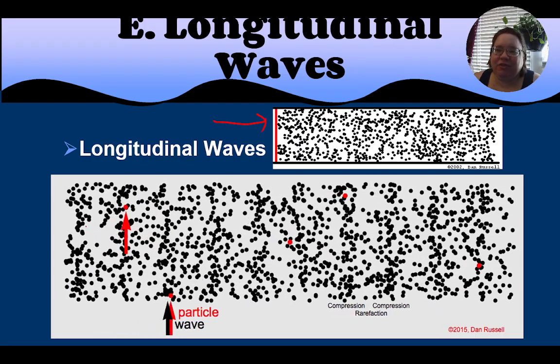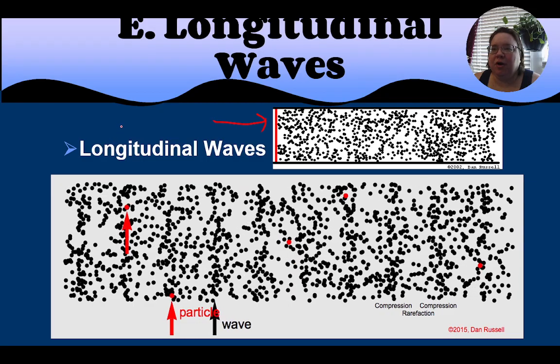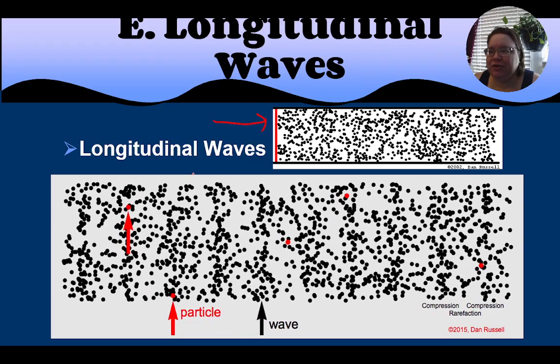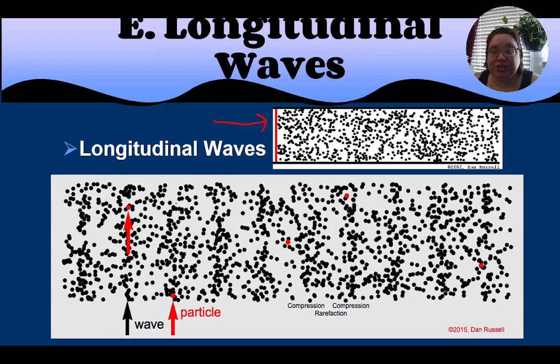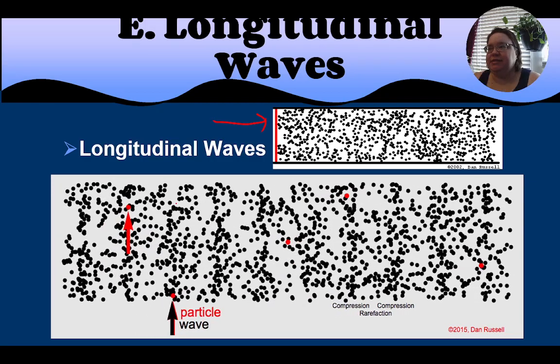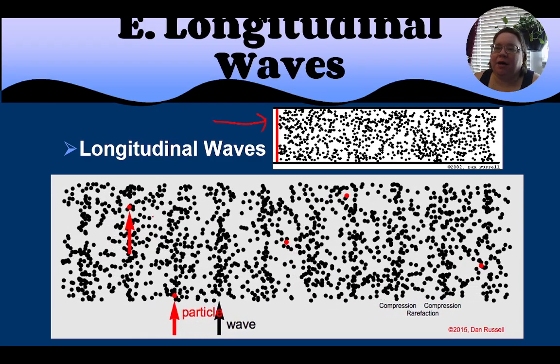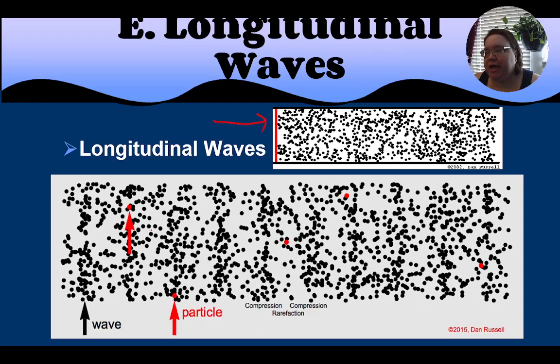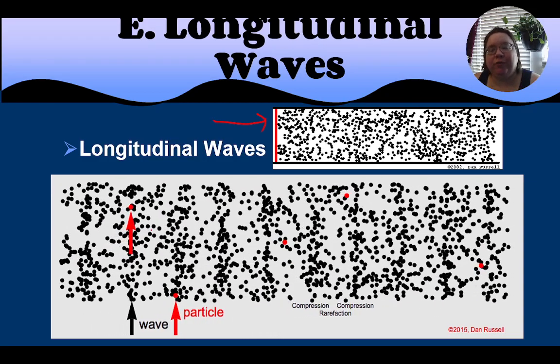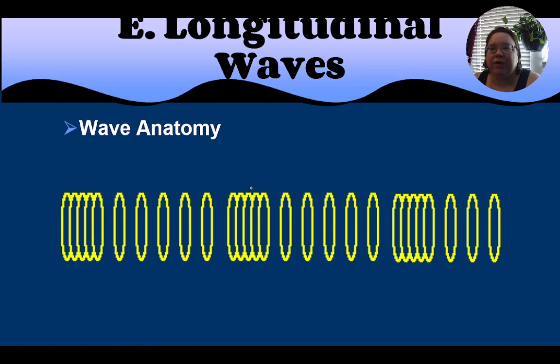So the area of the wave that is the particles highly, highly close together is called the compression. They are compressed together. The area where the particles are more spread out, that is called the rarefaction. So compression, the particles are close together. Rarefaction, the particles are spread out.